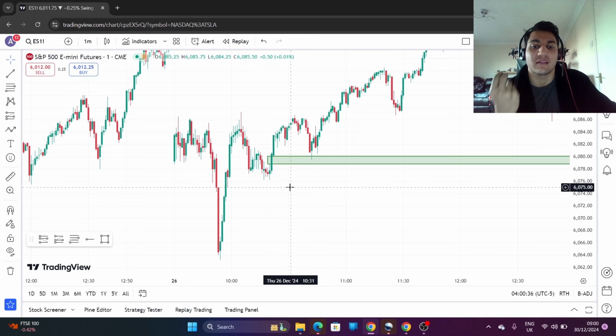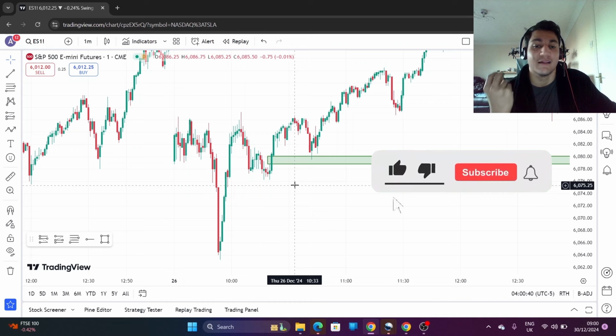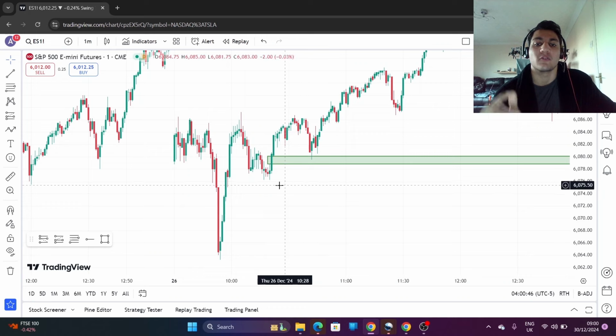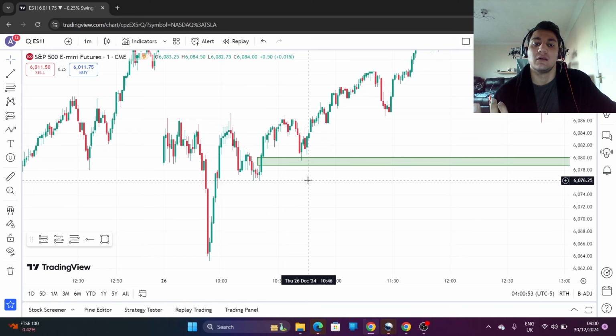That fair value gap is a massive hint for those who actually know how to trade. It's a massive hint for where price wants to go. It's so important that you wait for that. So you wait for the first fair value gap that forms on the 1 minute between 10 a.m. to 11 a.m. Eastern, and then you just enter on that fair value gap. It's as simple as that.